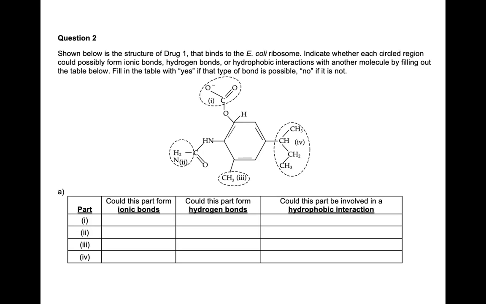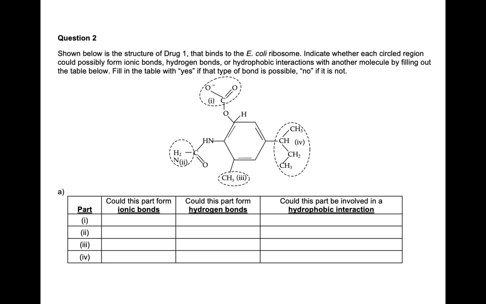So next is Emily. What would you answer for part I? And I is this C double bond to O connected to an ionized oxygen. I think it could form ionic bonds. Wait. Yes for hydrogen bonds, and then no for hydrophobic interactions.